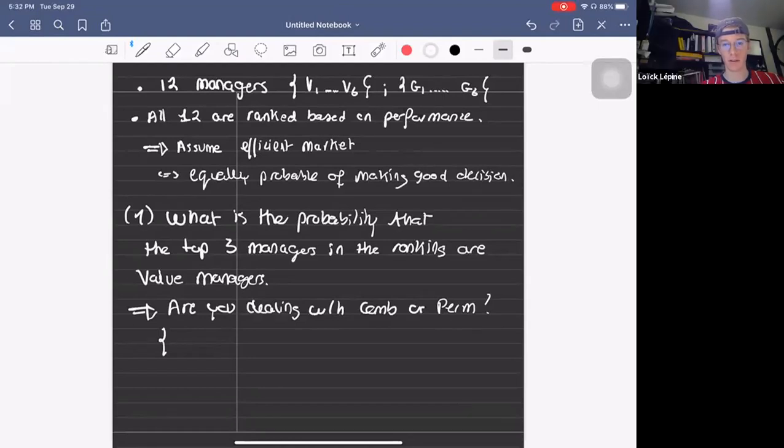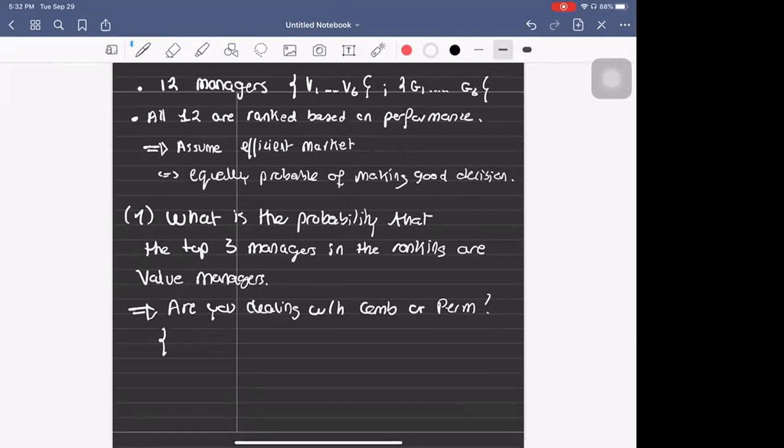We're asking if the top 3 managers are value managers. We don't really care if V1 is first or V1 is third. That's exactly right. If I had V1, V2, V3 and V3, V2, V1, these are obviously 2 different permutations, but they're considered the same in the context of the question, because we don't care about the ordering of the value managers. We just care that they're value managers. So we deal with combinations.